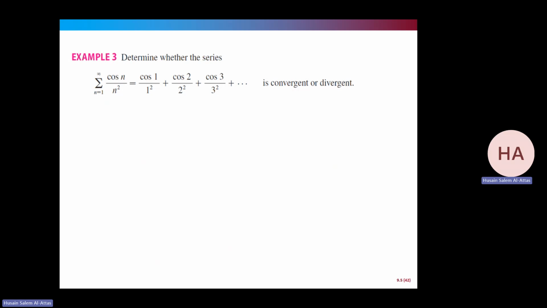I have cosine n over n squared. What I will do, for sure, this is clearly absolutely convergent. Yeah, this is clear, I think so. If we take an equals cosine n over n squared, then bn, the absolute value of an, will be the absolute value of cosine n over n squared, which is less than or equal to 1 over n squared.